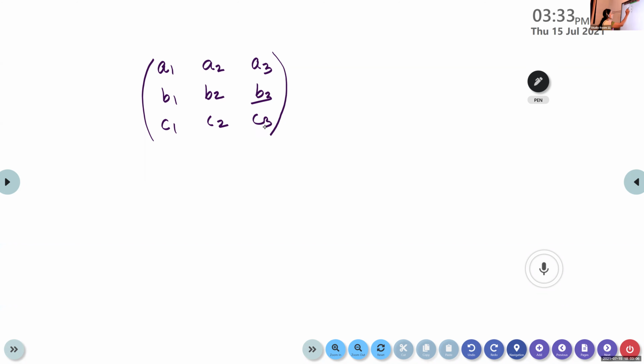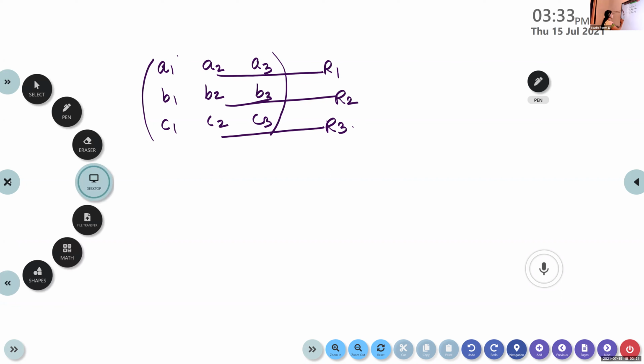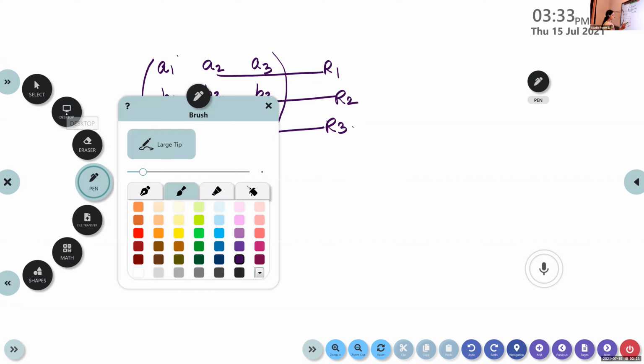Here, this is the first row, R1. This is the second row, R2. And this is the third row, R3. Similarly, we know that this is the first column.